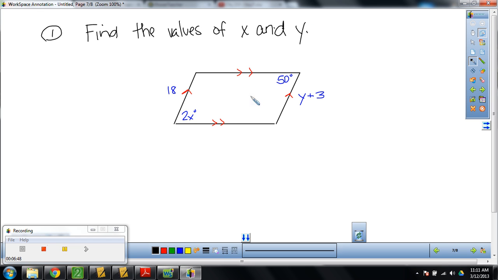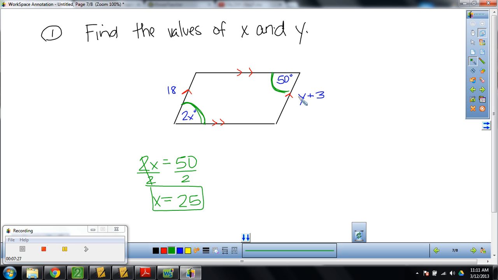So we have tick marks. We know this is a parallelogram, so what can we assume given a parallelogram? Well, if I want to find x, I see that x is involving an angle measure. And what property do I know that can help me find x? Well, 2x and 50 are opposite angles, so we know that they are congruent. So we can set 2x equal to 50, solve for x, and we find x by using the property of angles that says opposite angles are congruent.